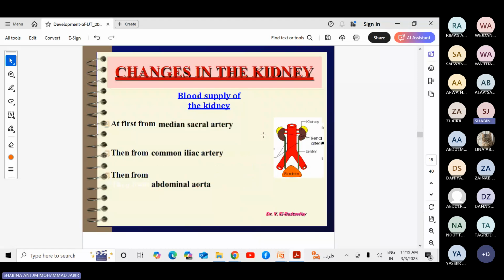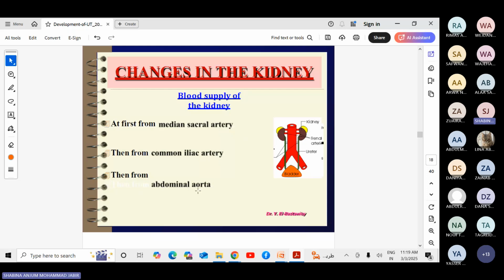As the kidney ascends, or grows in three different areas, it will receive arteries from different areas in different stages. At first it will have the median sacral artery. Then next it will receive branches from the common iliac artery. But finally the renal arteries in the metanephros kidney are from the abdominal aorta.